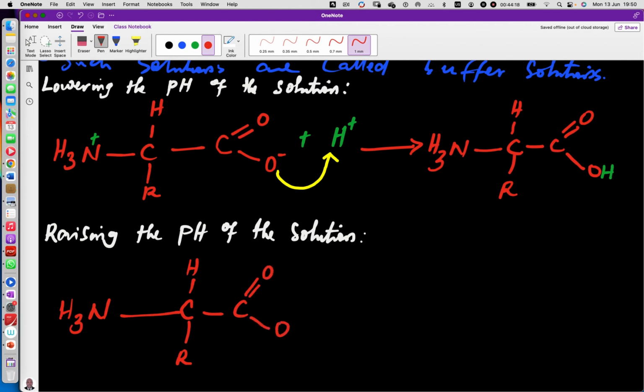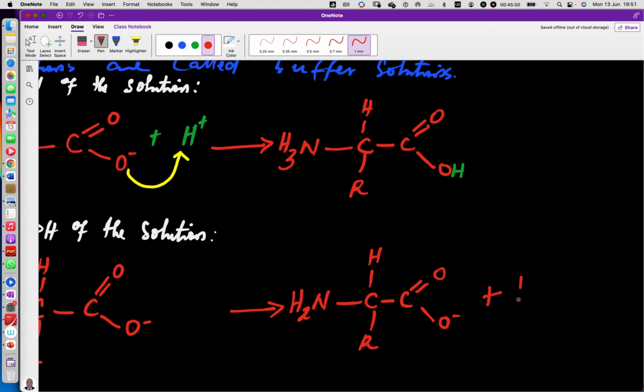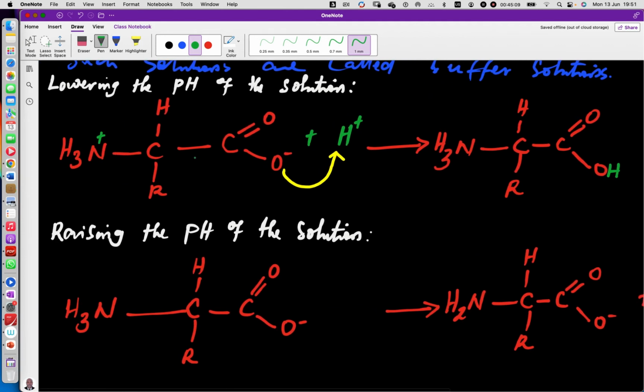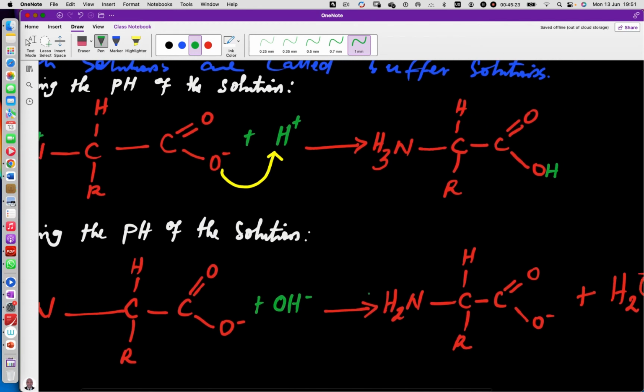The carboxylate. Yeah, it will give H2N, carbon, hydrogen, arrow, carboxylate, a carboxylate, and what? Plus water. And in that case, we will have plus the OH. So this is what happens here.